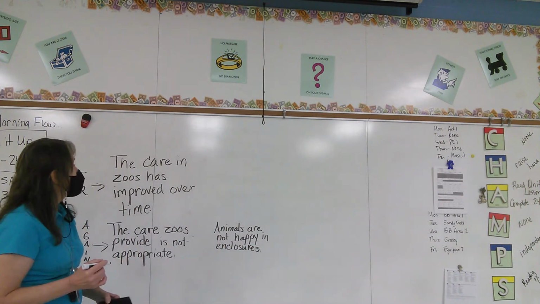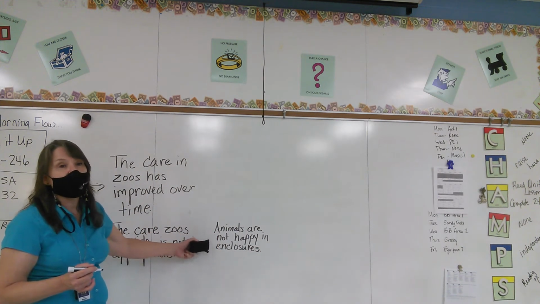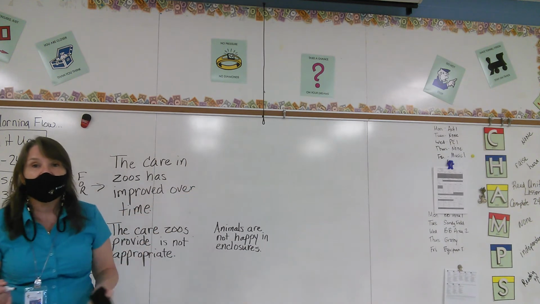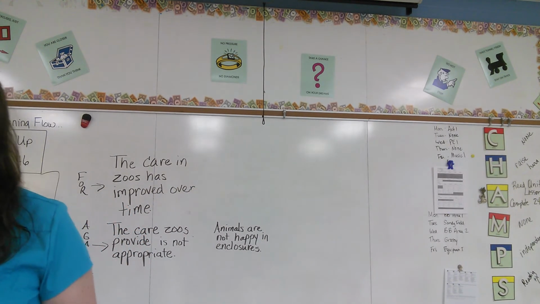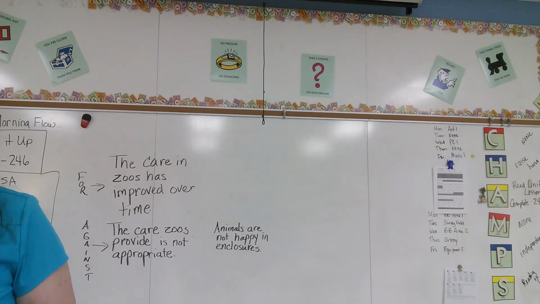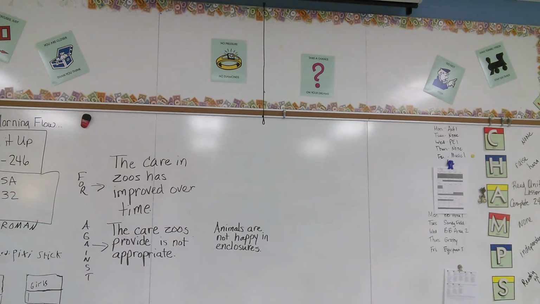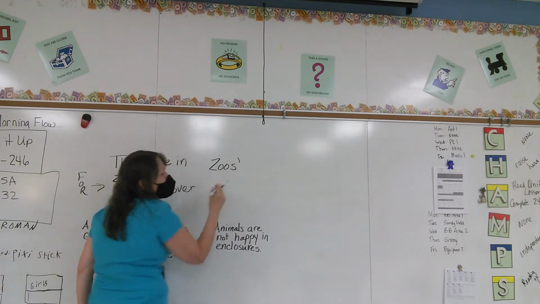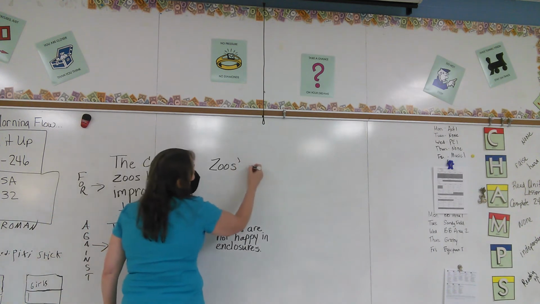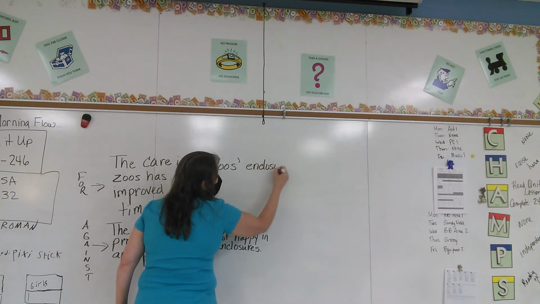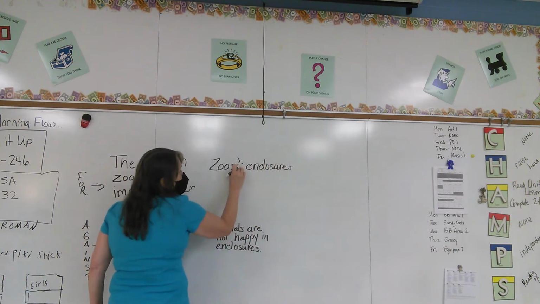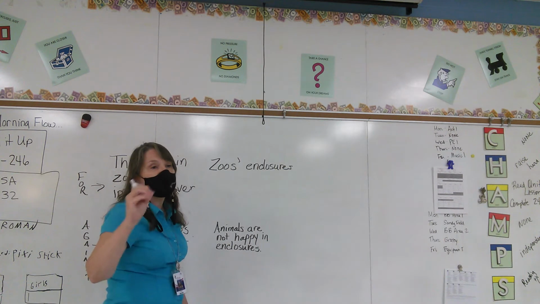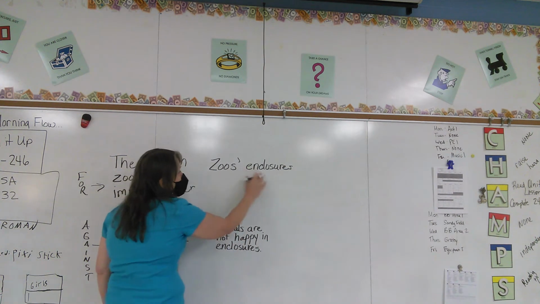Okay? So, how could we turn this sentence into a main idea sentence for zoos? Aliana? Zoos enclosures have improved so animals feel at home. Okay. And watch how I'm going to do this. Zoos, because they're plural, but the enclosures belong to them, so I'm going to put the apostrophe after the zoo. We call this plural possessive. Plural possessive.